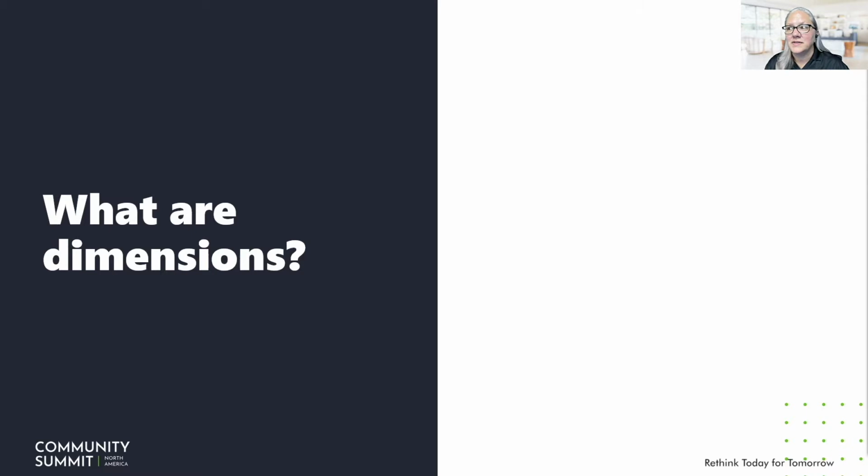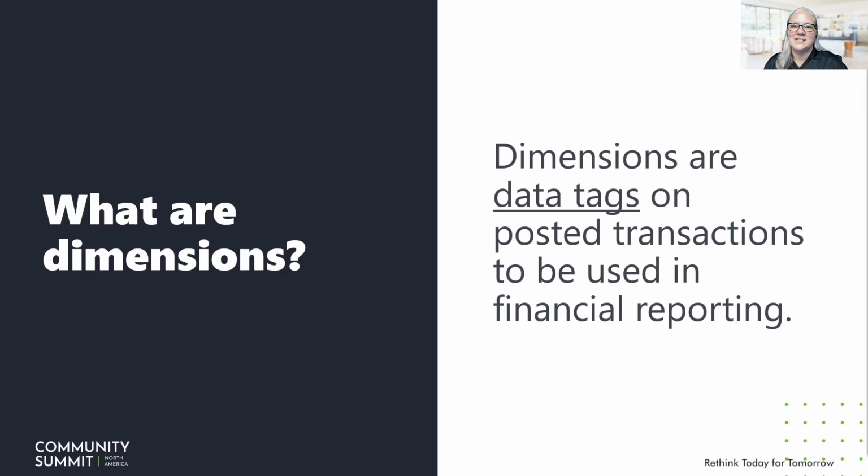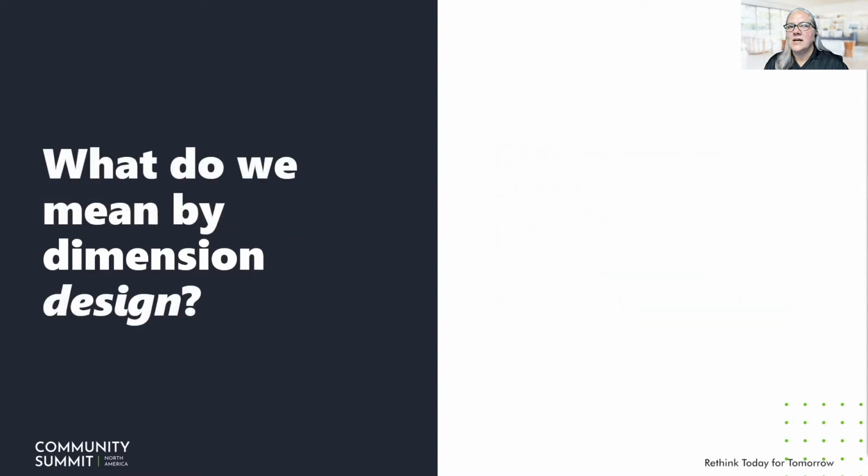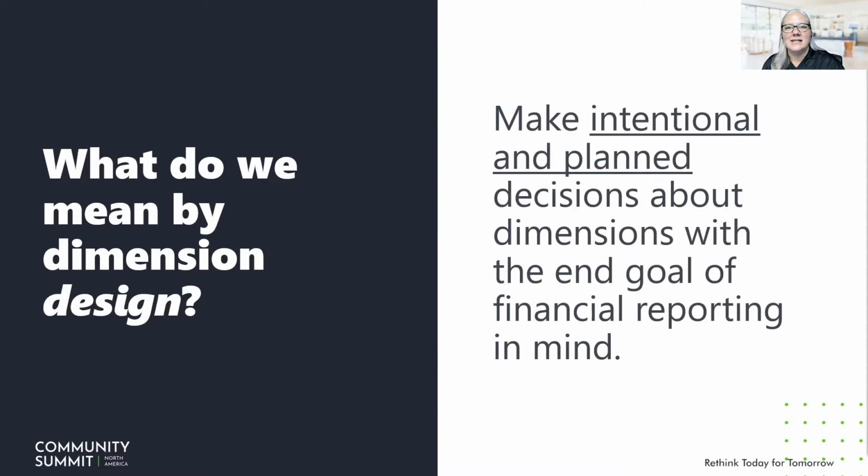So let's talk about this briefly. If you haven't seen this before, what is a dimension exactly? All a dimension is, is a data tag. That data tag is attached to a posted transaction that goes into your system, and that can be accessed when you're creating financial reporting. When we talk about designing dimensions, though, we're talking about something else. We're talking about really making intentional and planned decisions about what it is that we want to see in our financial reporting. So ultimately, this decision about these little data tags that we're attaching in our system affects a big outcome with the information that we can see about how our company behaves financially.